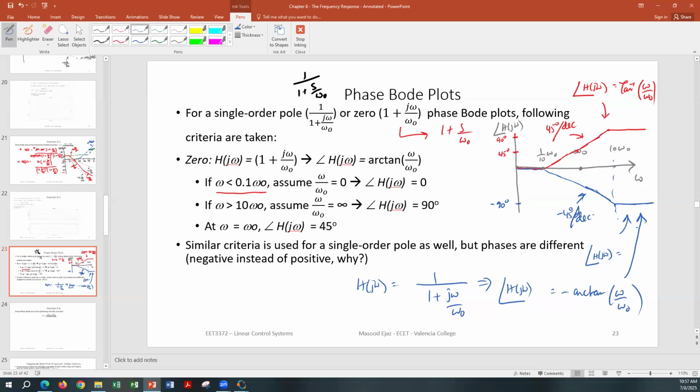So that's the first order pole and first order zero. That's how you're going to do the phase Bode plot for that. If your factors have multiplicity, square power or cube power, the slope is going to increase. Instead of negative 45 decibel, let's see what do we have here.